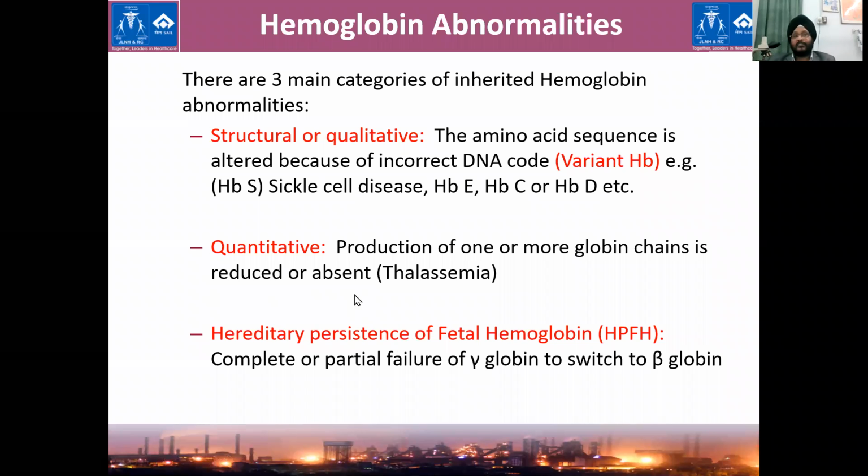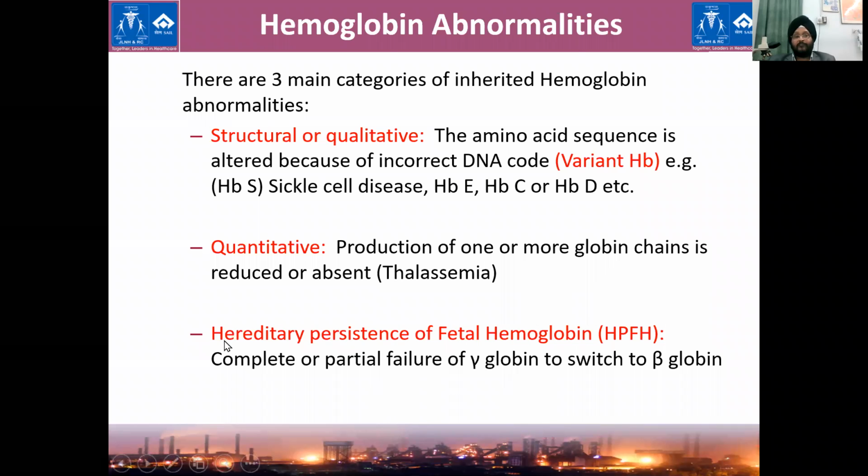So what are these hemoglobin abnormalities that we are going to look for when we look at the HPLC tracings? So this could be the structural or qualitative abnormalities like the sickle cell disease, the HbE, the HbC, HbD, etc. Or it could be the quantitative, that is the production of one or more of the globin chain is reduced, or rather it is absent in some cases.